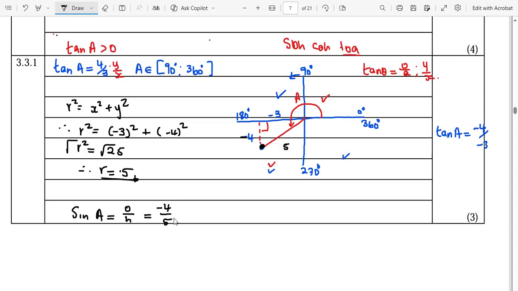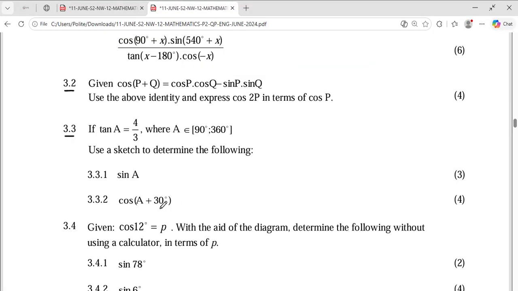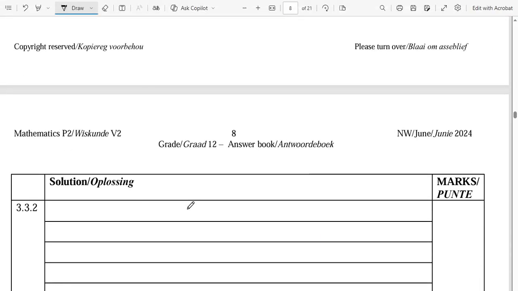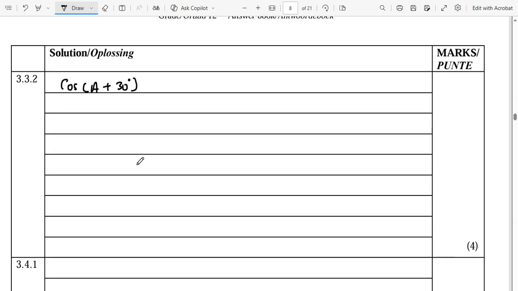Let's answer the next one. 3.3.2, they want cos of A plus 30. So we are adding two angles. What comes to your mind? The cos of A plus 30 degrees. I'm adding two angles. What comes to your mind?